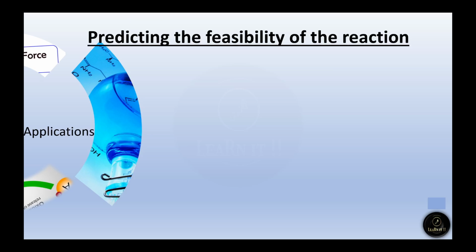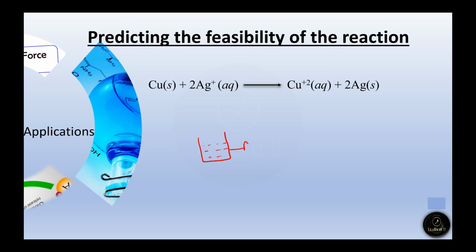Second application of electrochemical series is predicting the feasibility of a reaction. So here we have copper solid which is in contact with aqueous Ag+ ions. It means we have Ag+ solution, in that a copper rod is inserted. This is a redox reaction. Whether this reaction is possible or not can be predicted by using the electrochemical series.